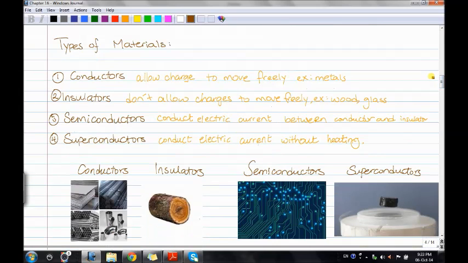Now we have types of materials. First, we have conductors. Conductors allow the charge to move freely, for example, metals. Insulators don't allow charges to move freely, for example, wood or glass. Semiconductors conduct electric current between conductor and insulator. Here, this is a chip. And then we have superconductors, which conduct electric current without heating.